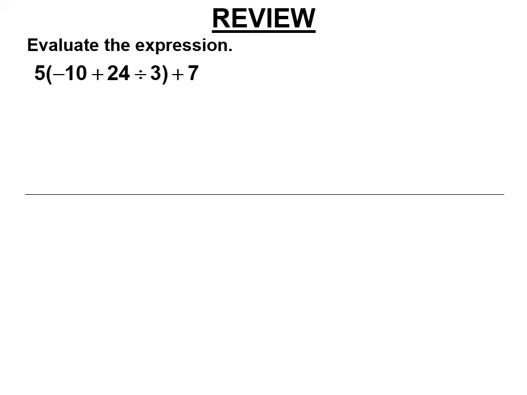We have to do everything inside parentheses according to the order. So 24 divided by 3 is 8. Negative 10 plus 8 is negative 2. So that's negative 2. We still have this 5 multiplying negative 2. And we've gotten rid of the parentheses, right? This is a group. We've gotten rid of the group. We have these parentheses here just to show multiplying. 5 times negative 2 is negative 10, plus 7 is negative 3.